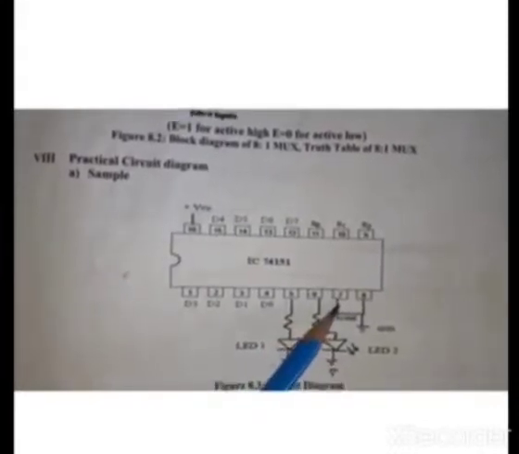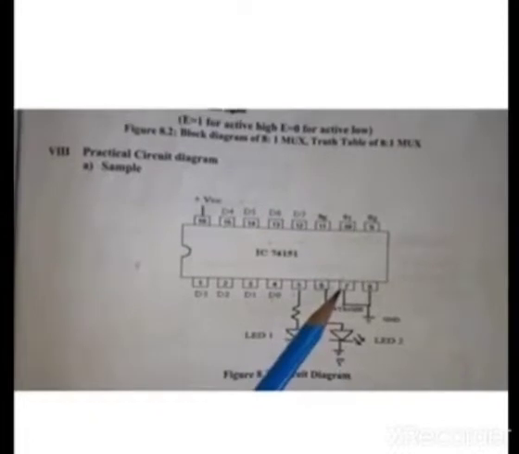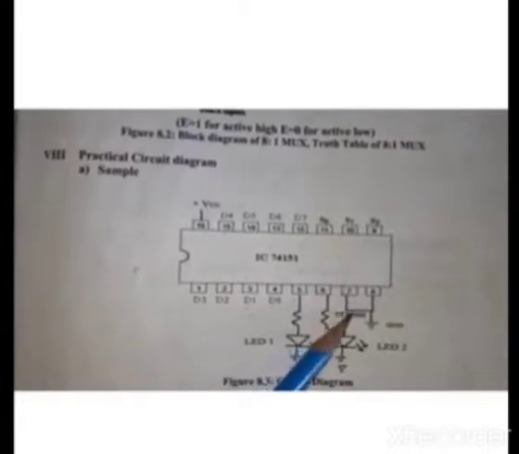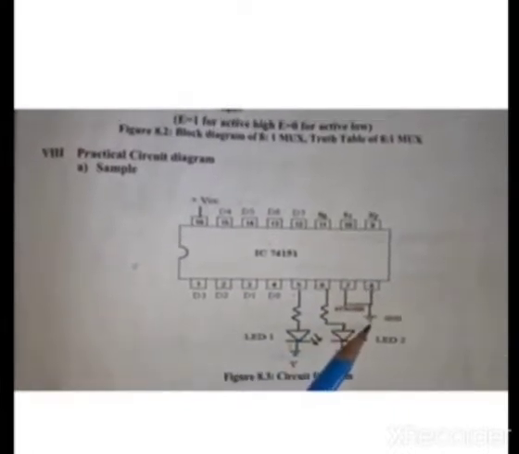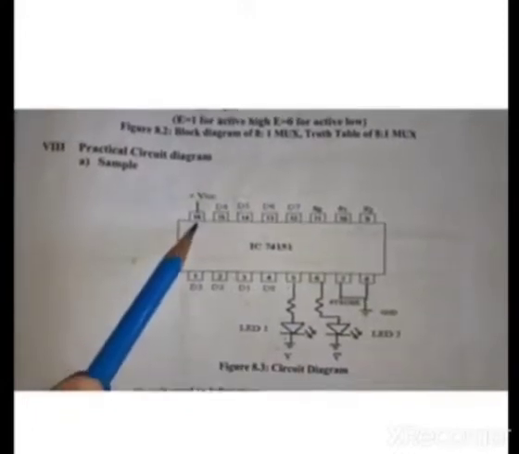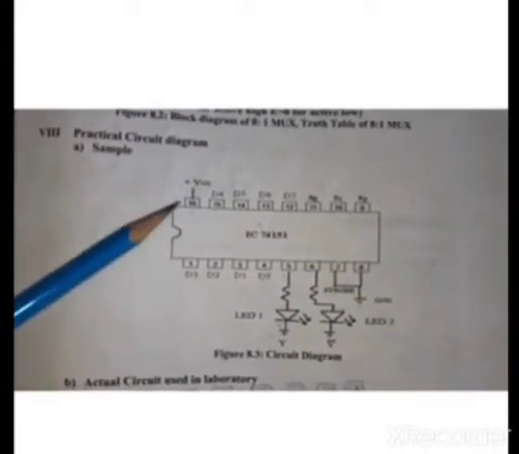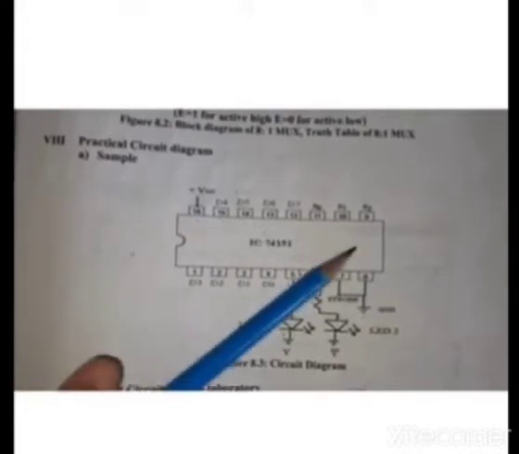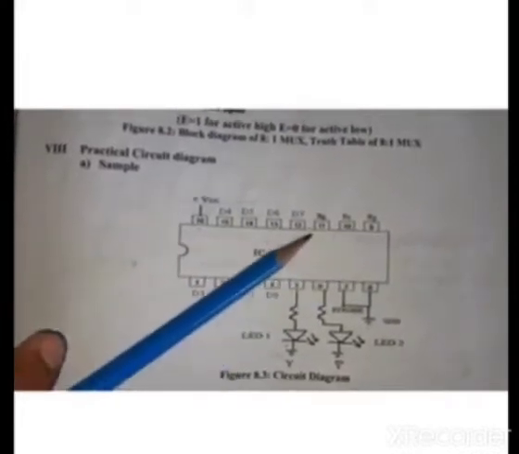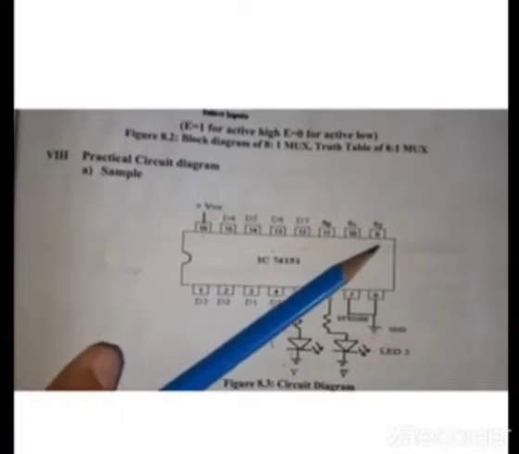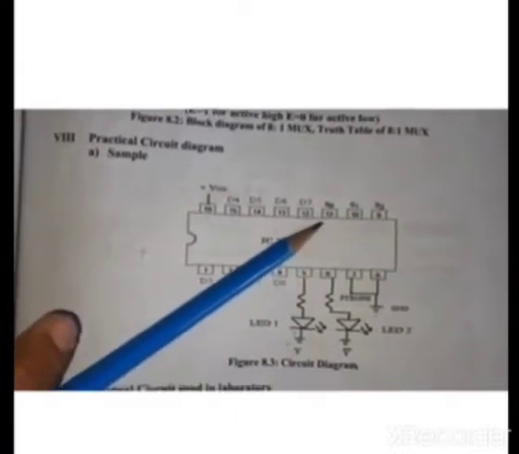Now pin number 7 is the enable pin, which is an active low pin. This pin is always connected to ground, that is logic 0. Pin number 8 is the ground pin of this IC. Pin number 16 is the VCC pin of this IC. We are going to give 5 volt power supply to VCC, and pin numbers 9, 10 and 11 are select lines, that is S2, S1 and S0.